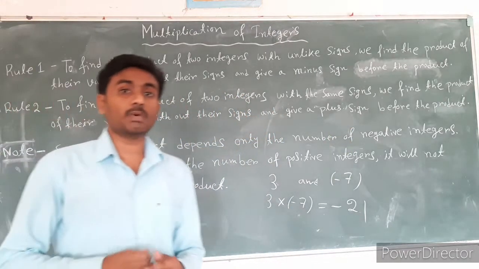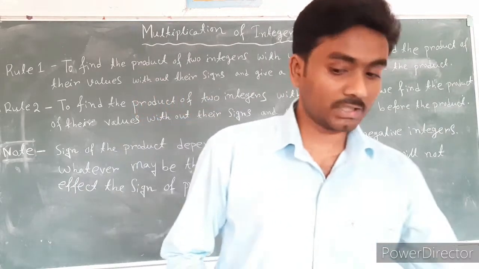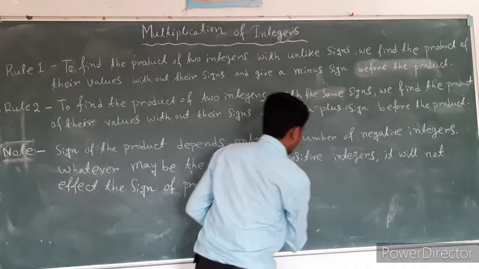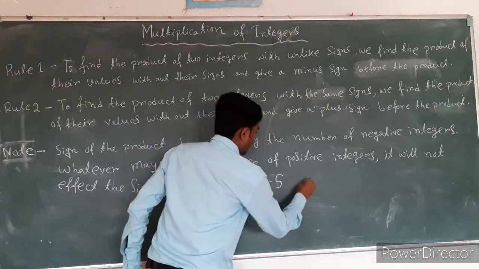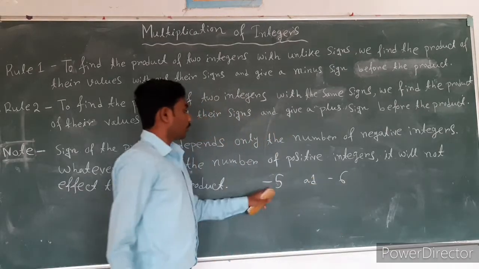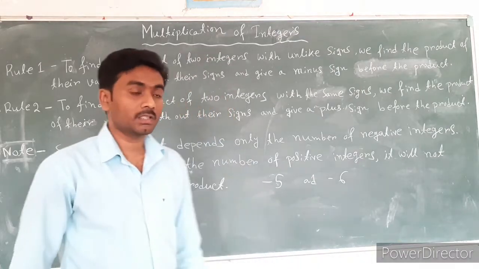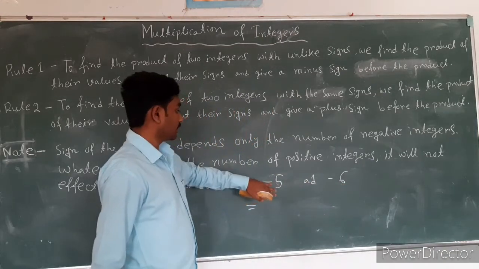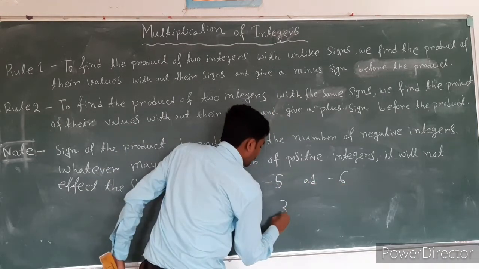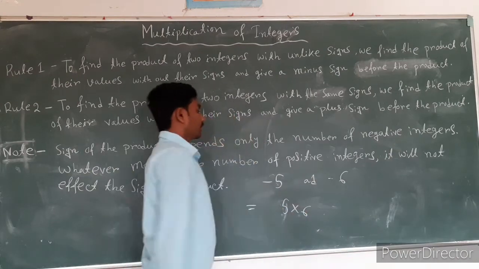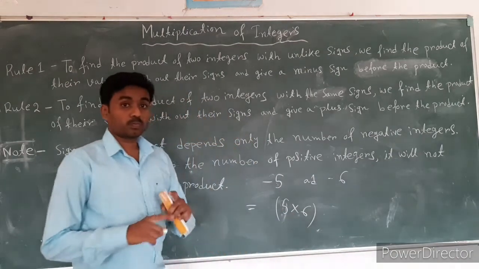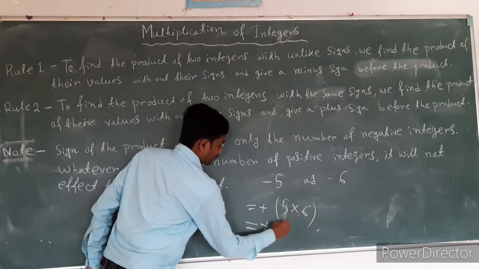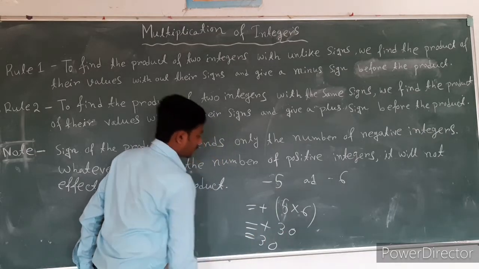Rule 2: when we multiply two integers with the same sign. Suppose -5 and -6. Both are negative integers and they have the same sign. So first we multiply the values excluding the sign. So 5 into 6, and take a positive sign before the product, that is plus 30, that is only 30.